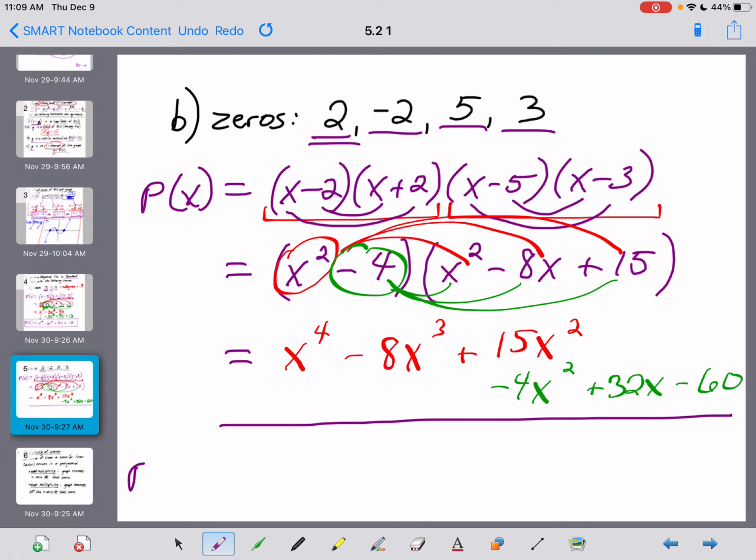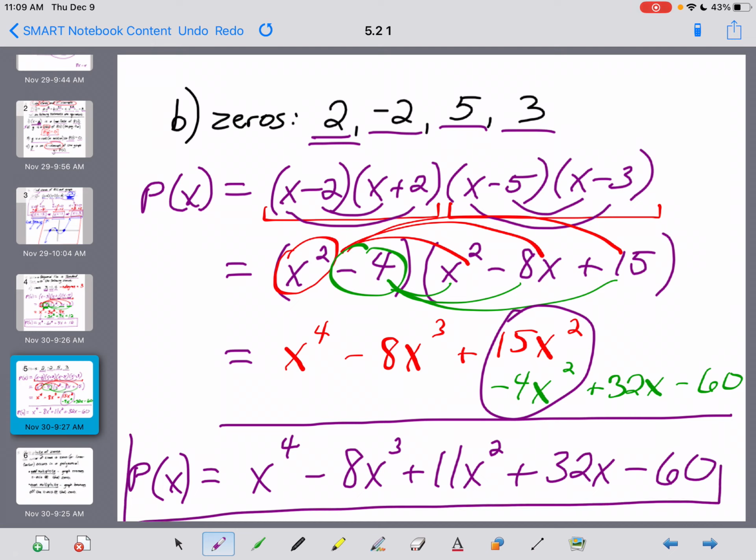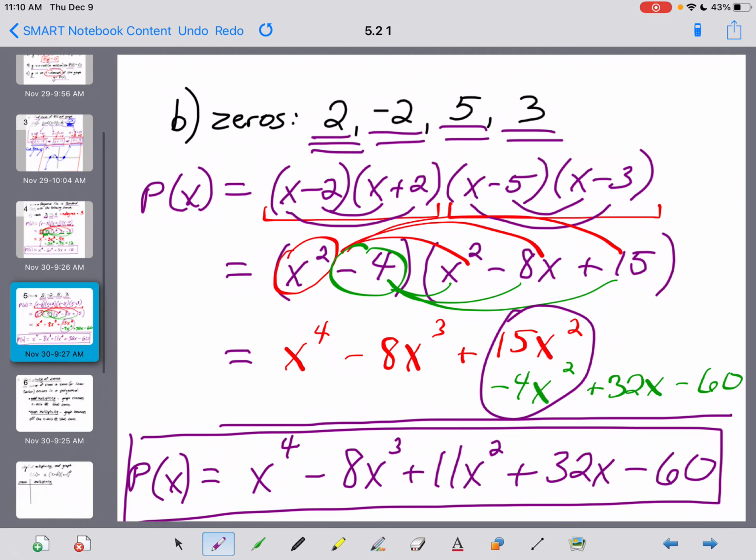And now, guys, I think we're just about done. Our polynomial function in standard form, we just add down. X to the 4th doesn't combine with anything. Neither does the minus 8x cubed, but these two terms in the middle will combine. That's going to give us a plus 11x squared. And then the last ones don't combine either. Plus a 32x and a minus 60. And that, everybody, is the simplest, most direct polynomial function we can write that has these 4 zeros of 2, negative 2, 5, and 3.